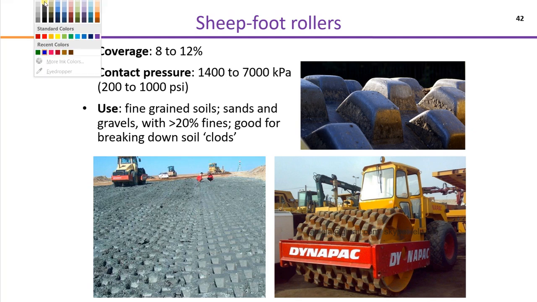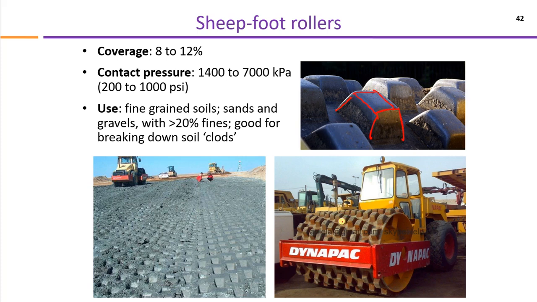So if you look at this figure, these projections look like this. When this roller is going to move, it is going to cover only 8 to 12%, or I can say it covers only 10% of the area, because the area is small, and pressure is equal to load over area. So when area is less, the pressure is going to be more. So it can exert a pressure of almost up to 7,000 kPa.